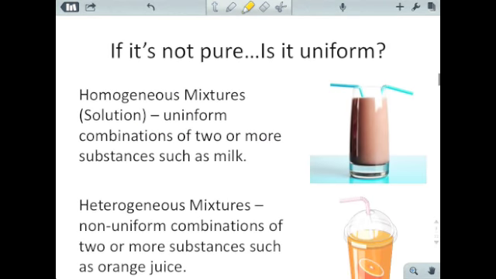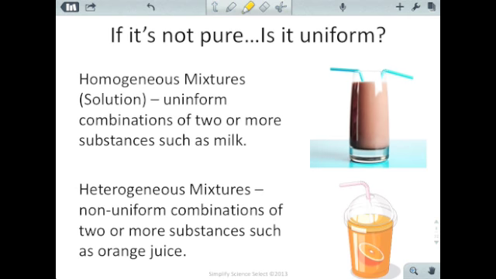Now, if it's not pure, so if it's not a single element or a single compound, then we can break it up into mixtures. There are two types of mixtures. We have our homogeneous mixtures, which are uniform combinations of two or more substances. An example of that would be milk. If we look at it, you shouldn't see anything floating in your milk. It's just one smooth composition throughout, but milk is made of a bunch of different things put together, a combination of two or more substances.